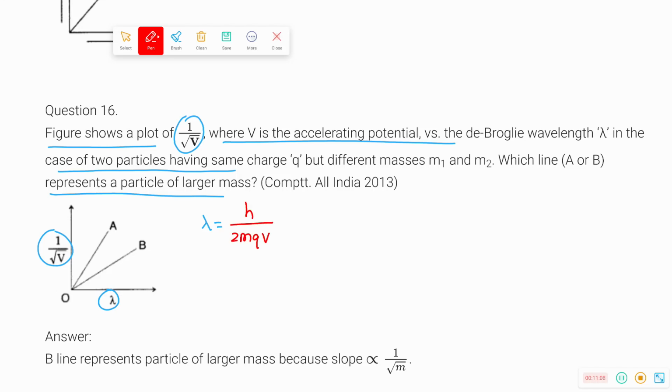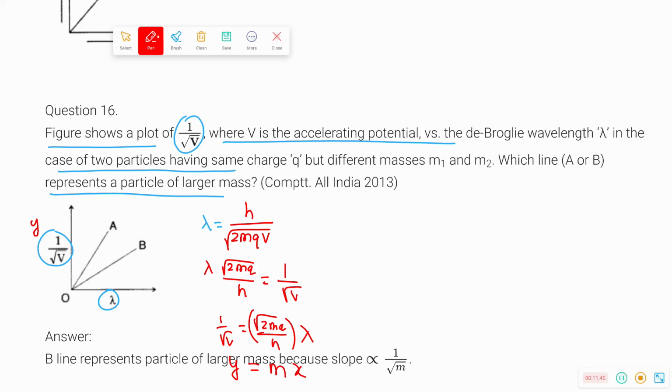Lambda equal to h by root 2mqV. Now what I'll do here is take it like this: I took 2mq on the left-hand side, and h is there, here 1 by root V is there. Now what happened here? I can write 1 by root V equal to root under 2mq by h into lambda. So like y equal to mx, y equal to mx. So this is your y, this is your x.